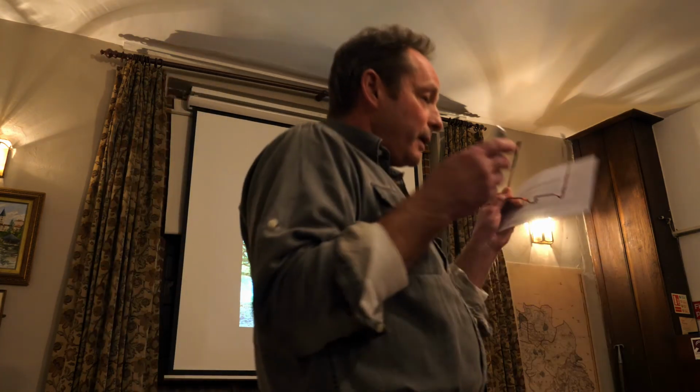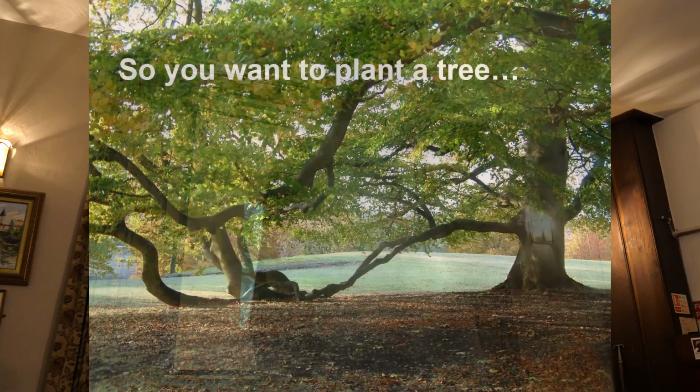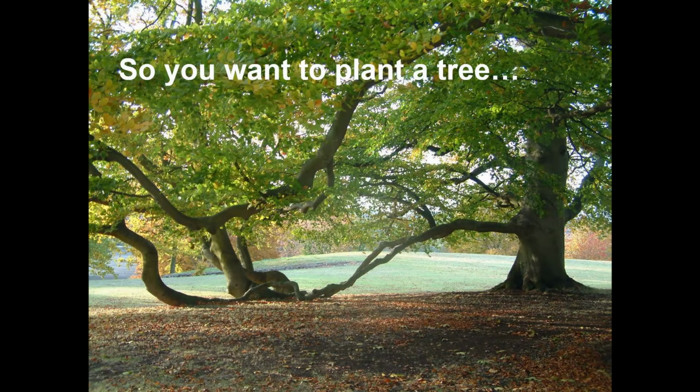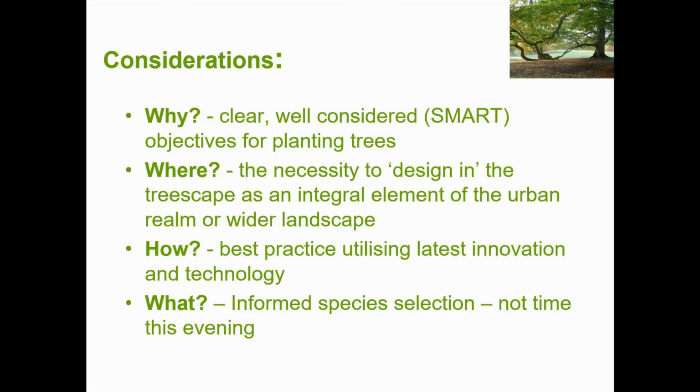Okay, so if we want to plant trees, and I'm sure we are all very enthusiastic to plant trees, what we want to do is really consider it, as I said earlier. The first thing to look at is why are we planting the tree? Let's have a look at the objectives. What do we want that tree to do for us? And if we identify those, we'll then know what we need to plant and what provision we need to make in order for those objectives to be realised.